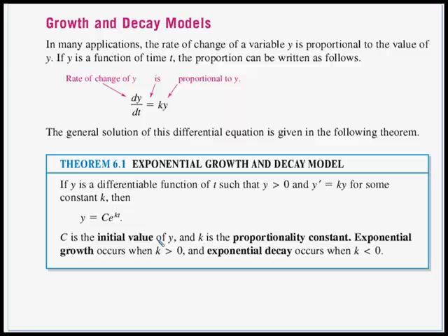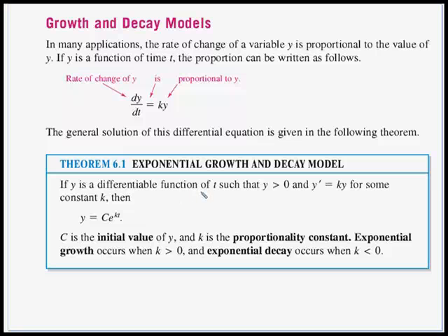Now, growth and decay models. In many applications, the rate of change of the variable y is proportional to the value of y itself. If y is a function of time t, the proportion can be written as follows: dy dt equals k times y. The rate of change of y, dy dt, remember the derivative is a slope or a rate of change, is proportional to y. And the general solution of this differential equation is given in our following theorem.